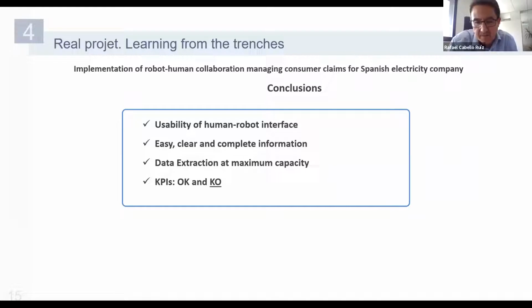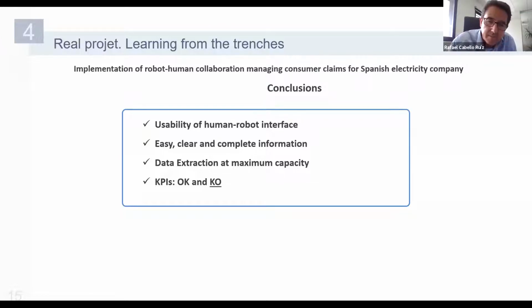Usability is a key thing. You have to give the feeling that the humans have all the information to carry out the process. There is no need to check anything, and they must go fast in the process, because there is a lot of friction in putting this into a real project. The information must be easy, clear, and complete when it is needed by the person who requires it. You have to provide data extraction at maximum capacity. The data extracted by the robots cannot be the bottleneck of the process.